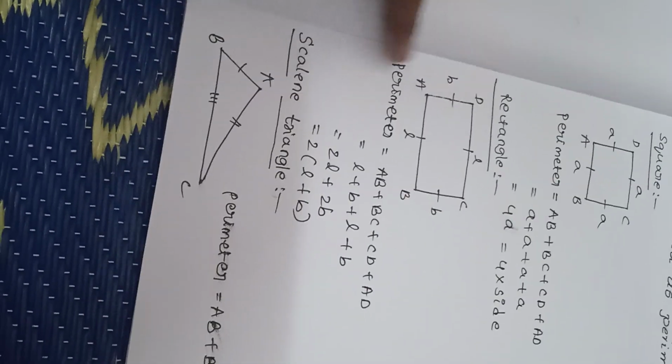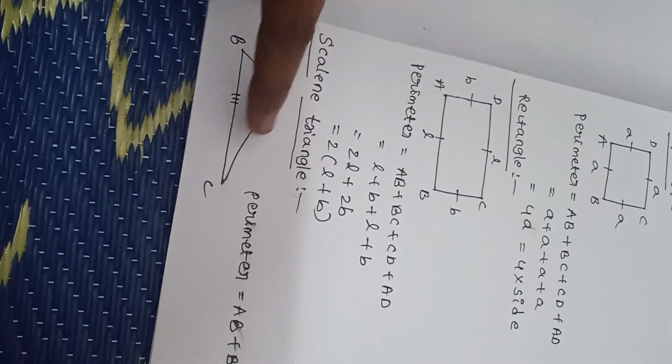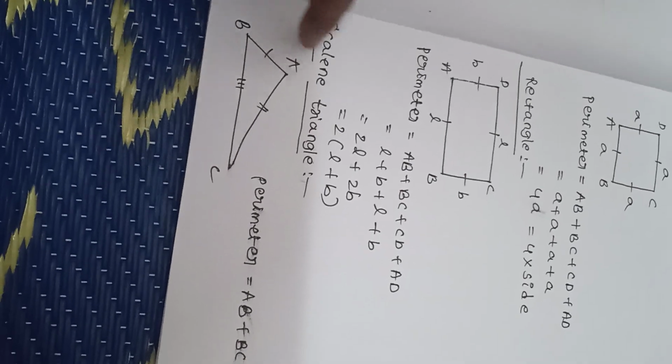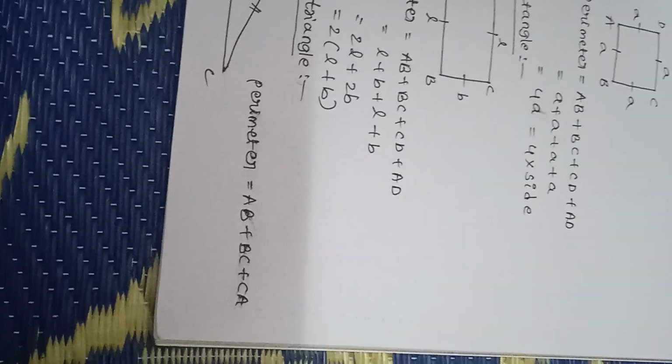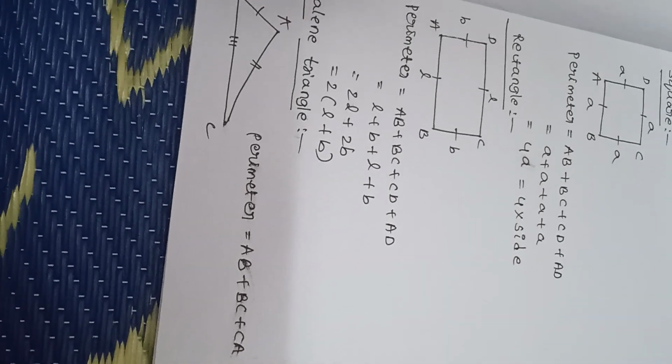Let us see the scalene triangle. So scalene triangle means all sides are different. So all sides are different length. So what is the perimeter of a scalene triangle? It means sum of all sides. All sides means AB plus BC plus AC.